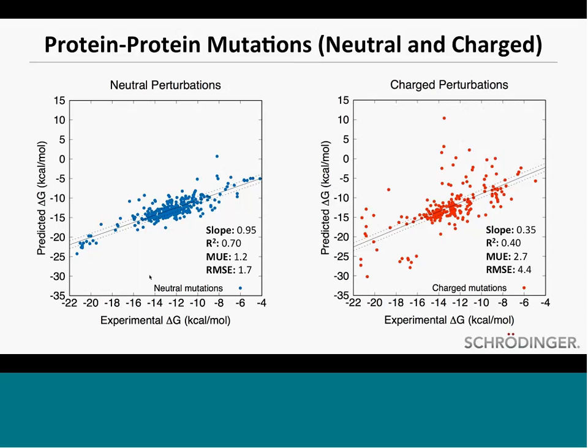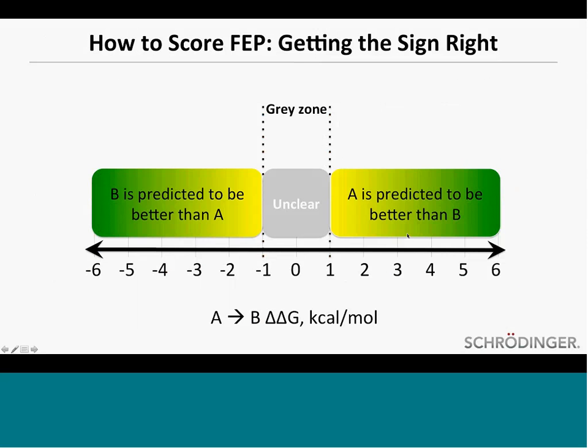And if we separate the data set into two sections, one being the neutral ones and the other ones being the charged ones, you can see that there is a very good behavior of the neutral perturbations with a nice MUE that starts to approach what we see for small molecules, and R squared that is also acceptable. We still need to do a significant amount of work for the charged perturbations, although you can definitely argue that you can pick up the perturbations that have the largest effect on the affinity, which are in the bottom left corner.